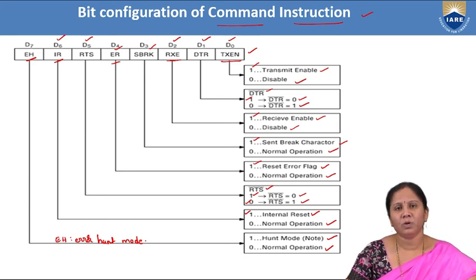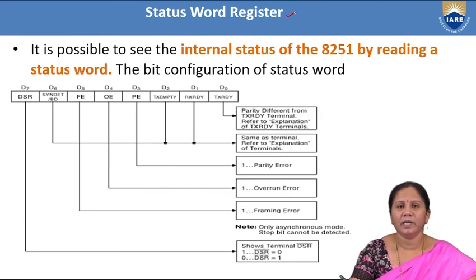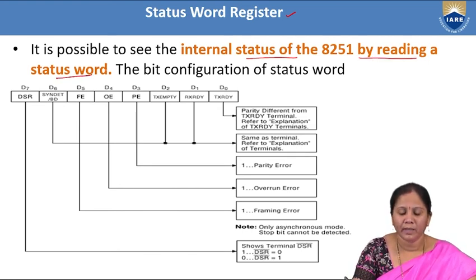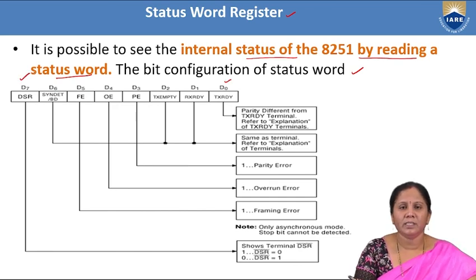All these formats, whatever we have seen up to now, come under the control words. Here the 8086 will send the control words to the 8251, and the status words are read from the 8251. Next, coming to the status word register. This status word register is used to read the internal status of the 8251. Here the bit configuration of the status word is given. It is also an 8-bit register having bits from D0 to D7.